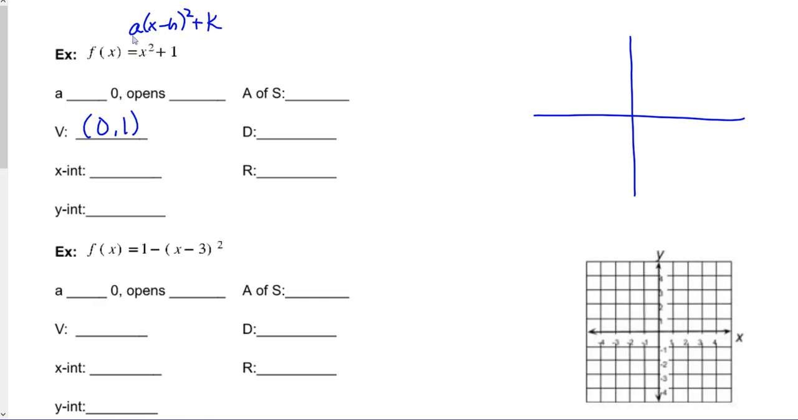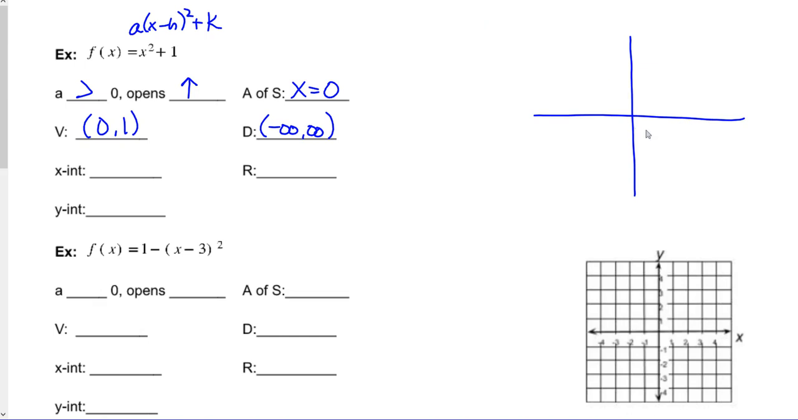Now look at what the a value is. It's a 1 in front. So a is greater than 0, therefore the parabola opens up. Axis of symmetry. Now that I have my vertex, it's going to be at x equaling 0. My domain is going to be always all real numbers for these guys. Now let's graph so we can get the rest of it.